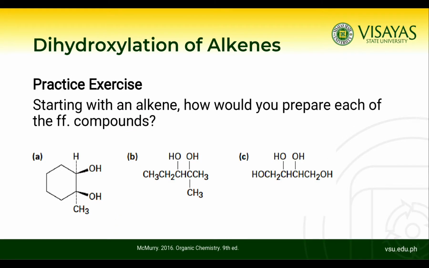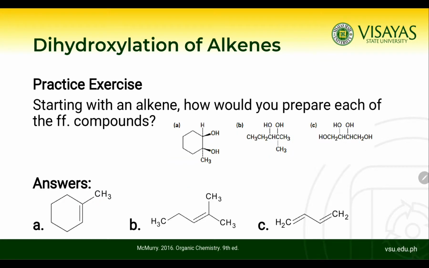Okay, starting with an alkene, how would you prepare each of the following compounds? Since we have the OH bonded to these two carbons, of course we'll have the alkene in that case, no? So for letter A, our alkene is where our two hydroxyls are bonded. For letter B, the alkene or the double bond should be here between these two, because that is where the two hydroxyl groups are bonded.